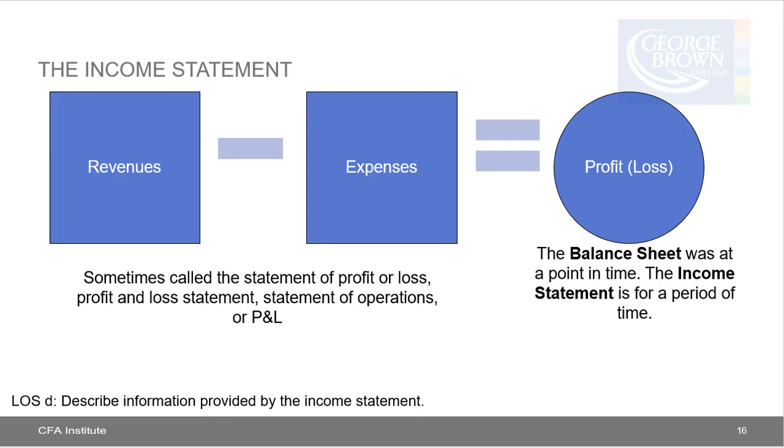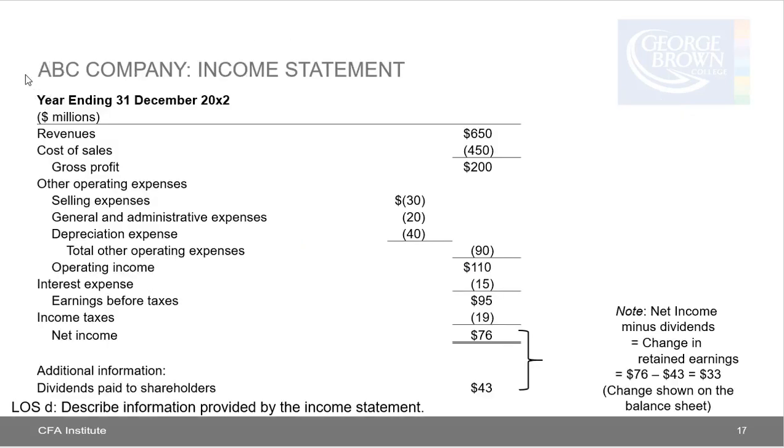And the important thing to note is that recall that the balance sheet was as at a point in time. So for example, December 31st, 20X1, or as at December 31st, 20X2. But the income statement is for a period of time. So it'd be for the year of 20X1 or for the year ending December 31st, 20X2, for example. So now we're looking at the income statement for ABC Company. So you can see it's for the year ending 20X2, so it's just for that 1 year.